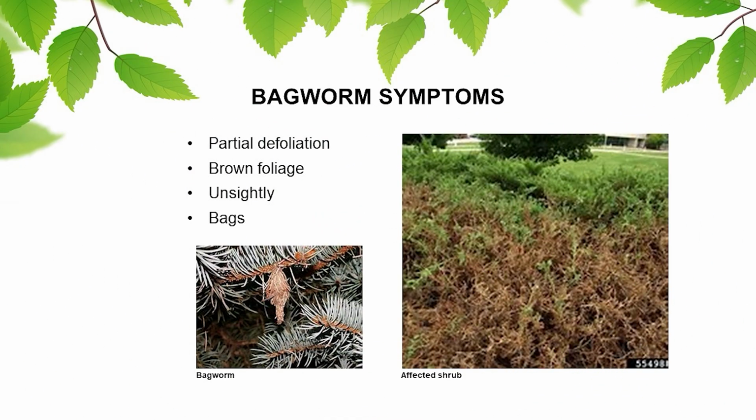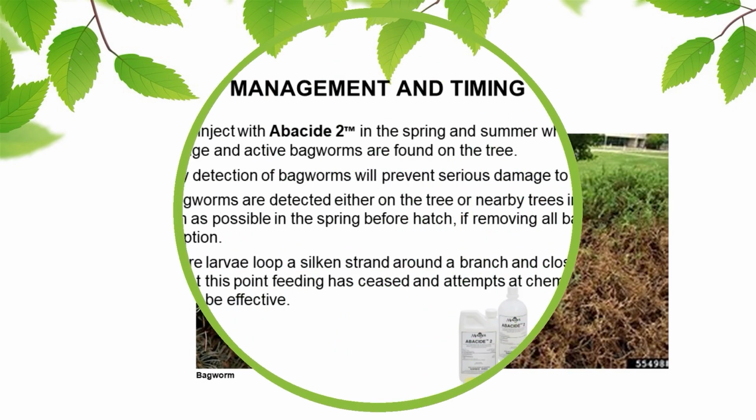Bagworm symptoms. Frequently, the first indication of a bagworm infestation is when the host tree or shrub becomes partially defoliated, brown, and unsightly. Upon closer observation, the protective bags created by the bagworm can be seen.